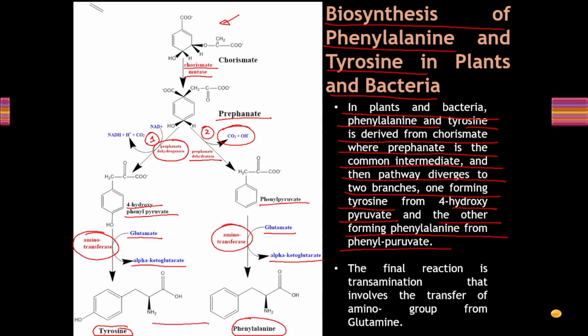And you might have seen that the tyrosine also can get converted into the phenylalanine with the help of the enzyme called phenylalanine hydroxylase. So the final reaction of transamination involves the transfer of an amino group from the glutamine.